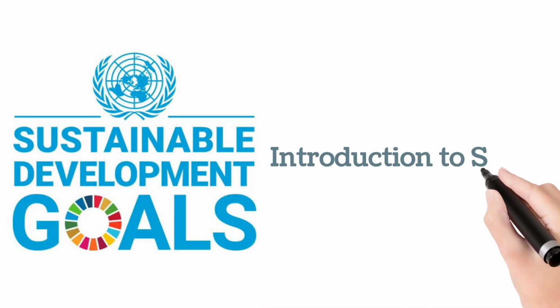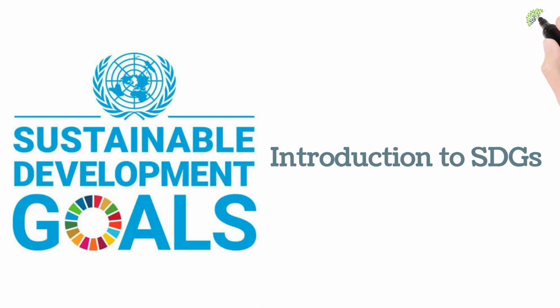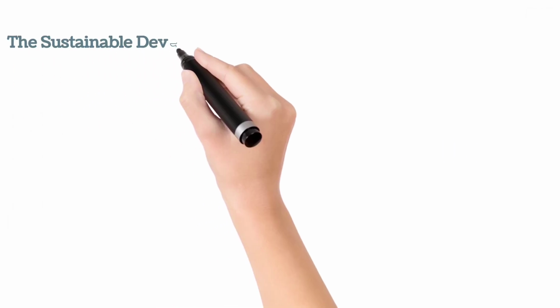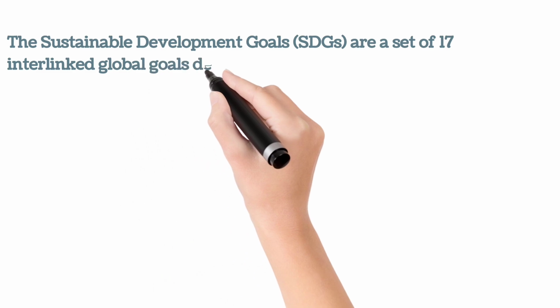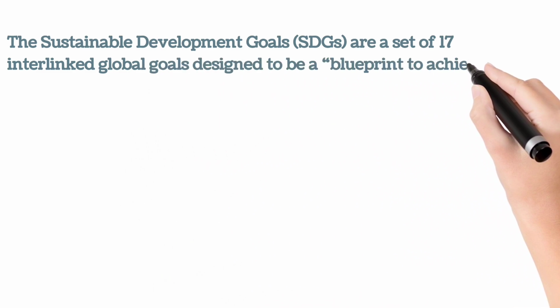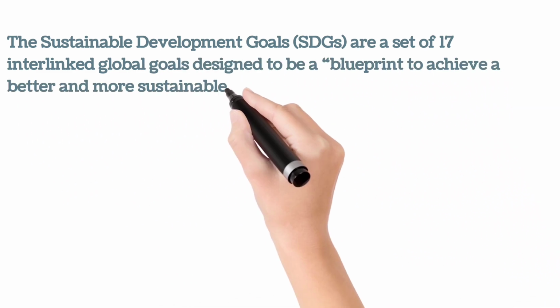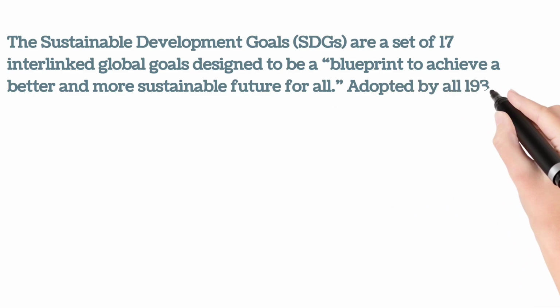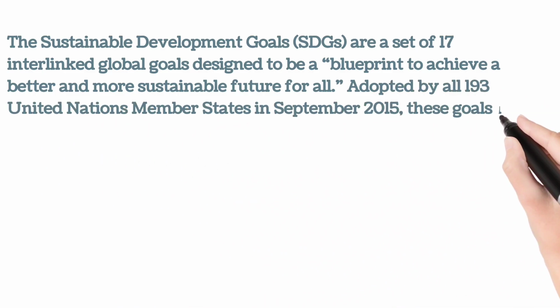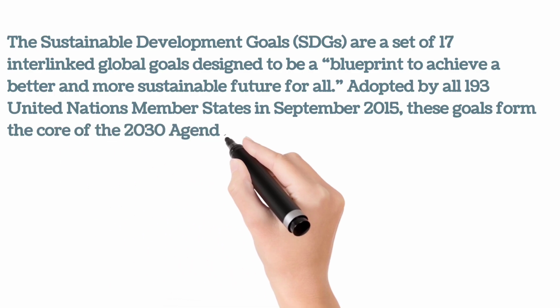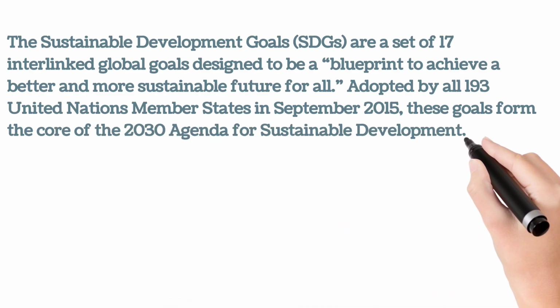Introduction to SDGs. The Sustainable Development Goals (SDGs) are a set of 17 interlinked global goals designed to be a blueprint to achieve a better and more sustainable future for all. Adopted by all 193 United Nations member states in September 2015, these goals form the core of the 2030 Agenda for Sustainable Development. The SDGs are universal.